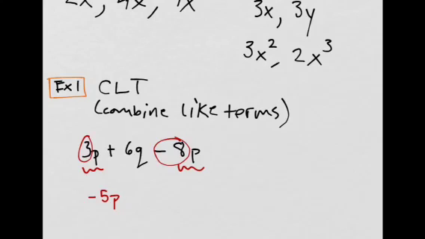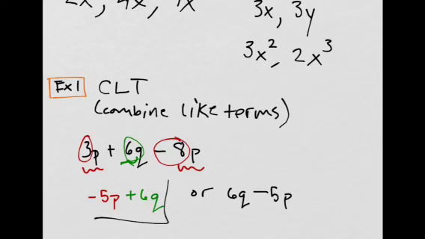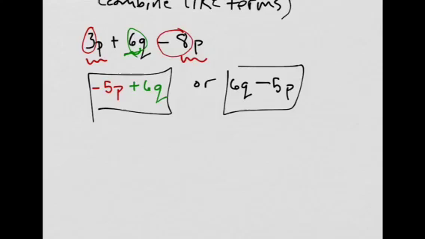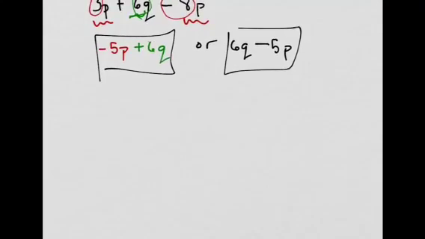And then there are no like terms for the q, so we don't do anything with it. We just leave it. So plus 6q. You could also write this as 6q minus 5p. As long as you keep the signs in front of them the same, then you're okay. They're the same answer. You only have to write one of them.